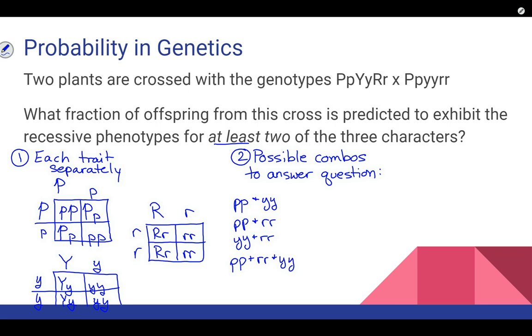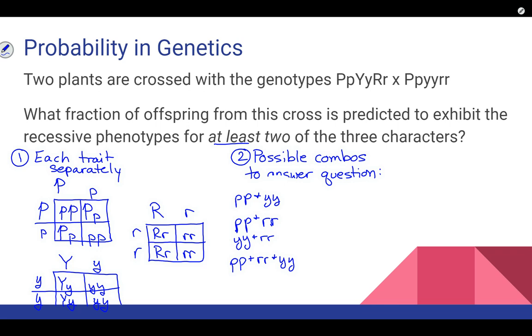Now we're actually going to start doing some probability. This is definitely a problem where we're going to use both the multiplication and the addition rule. So here, we're going to figure out the probability that each of these could happen. First we want to figure out what is the probability of having a homozygous recessive genotype for P and Y. So what are we going to do with those?